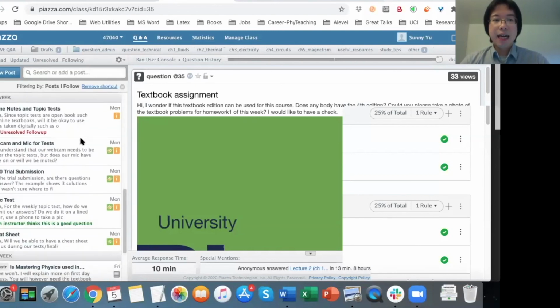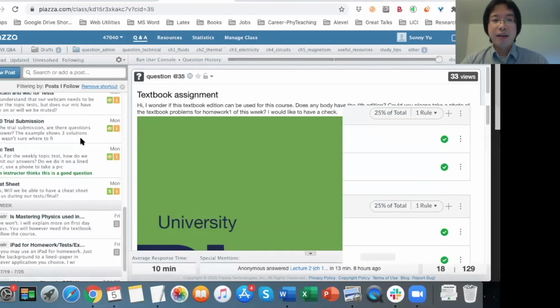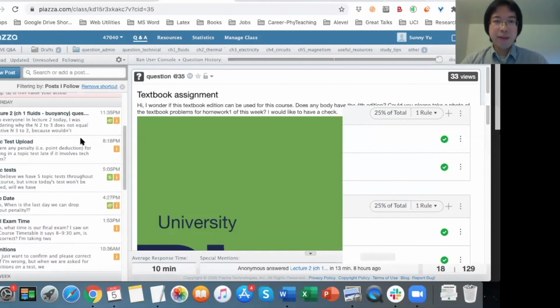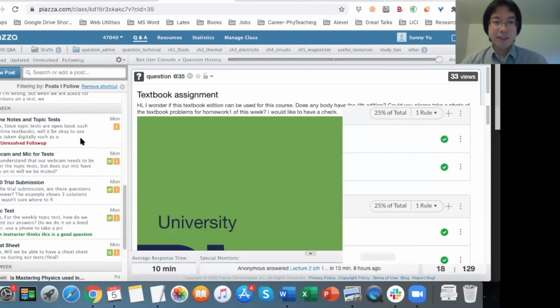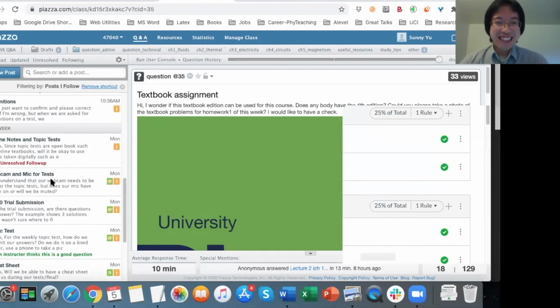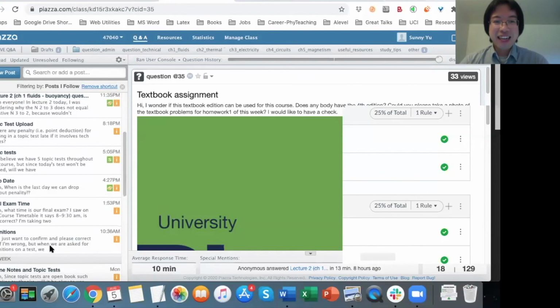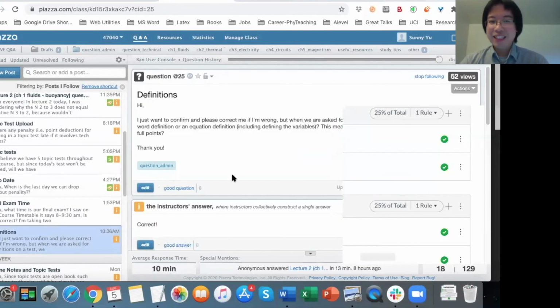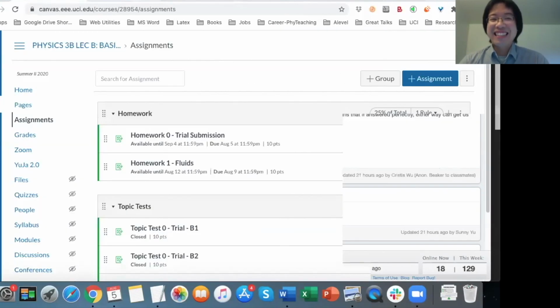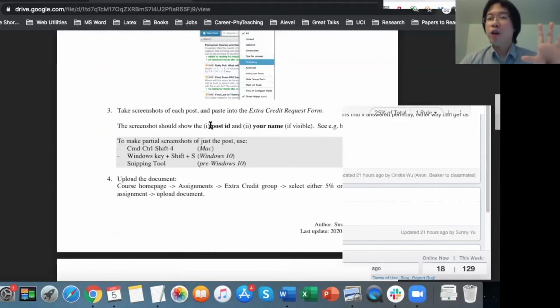And here, these are everything that I have replied to. So I've clearly replied to more than 10, so I should get 10% as well. So, for example, you will go and look at, let's see, what's a good one? Definitions, good, like this. And then you can take a screenshot of that. So what your screenshot should show is 2 things.